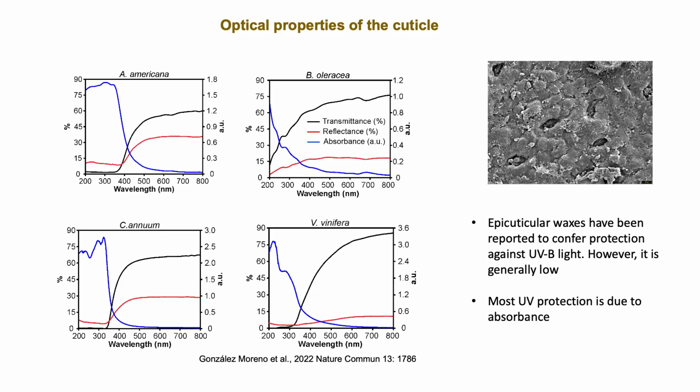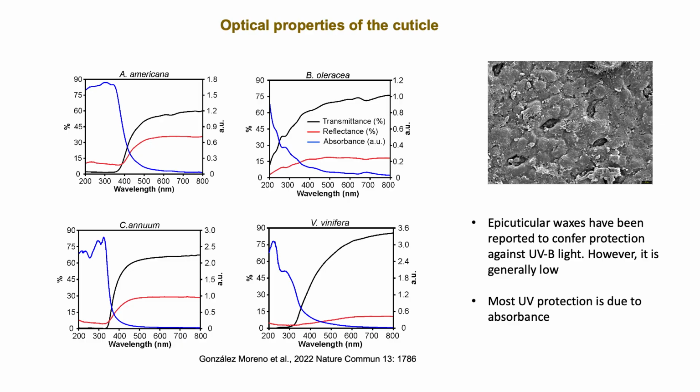Although the literature tells that epicuticular waxes, and here we have an example of what they look like, have been considered to be the major protection against UV light in plants because they are supposed to reflect UV light, we realize that reflection is actually quite low. That doesn't mean that epicuticular waxes will never cause a very high reflectance, but it's not very common.